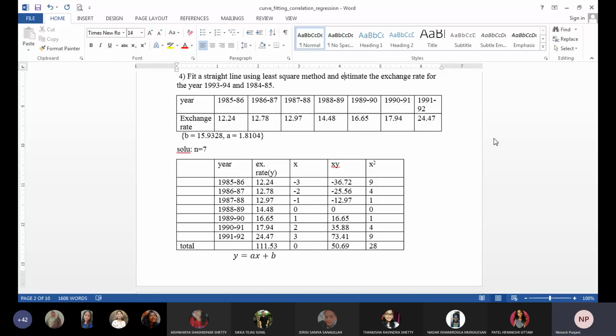तो अभी 91-92 के लिए x का वैल्यू इज 3, तो 92-93 के लिए x का वैल्यू कितना होगा? 4. एंड 93-94 के लिए कितना होगा x का वैल्यू? 5. So that is what you have to take.